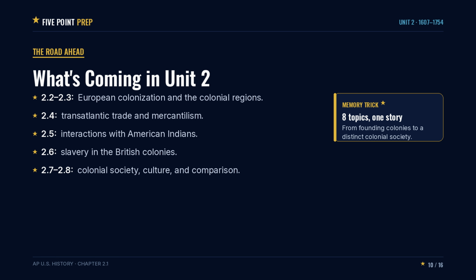Here's the road ahead. Topics 2.2 and 2.3 compare how Europeans colonised and break down the British colonial regions. 2.4 covers transatlantic trade and the policy of mercantilism. 2.5 examines interactions between American Indians and Europeans, trade, alliances, and war. 2.6 tackles the development of slavery in the British colonies. And 2.7 and 2.8 cover colonial society and culture.